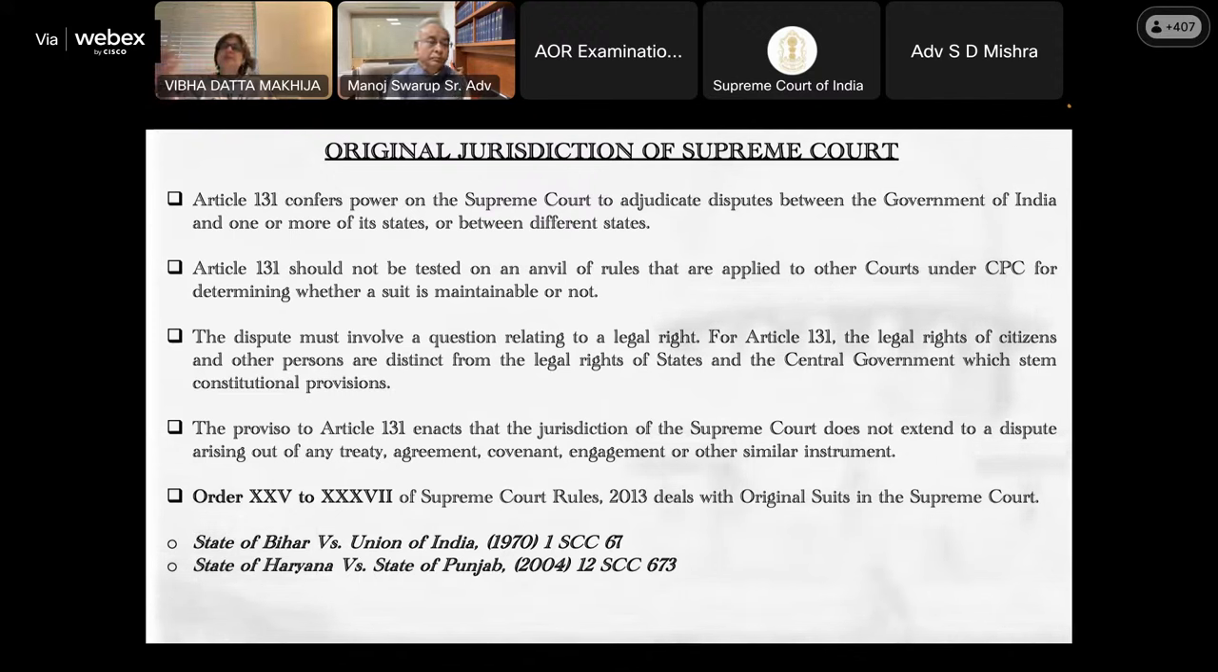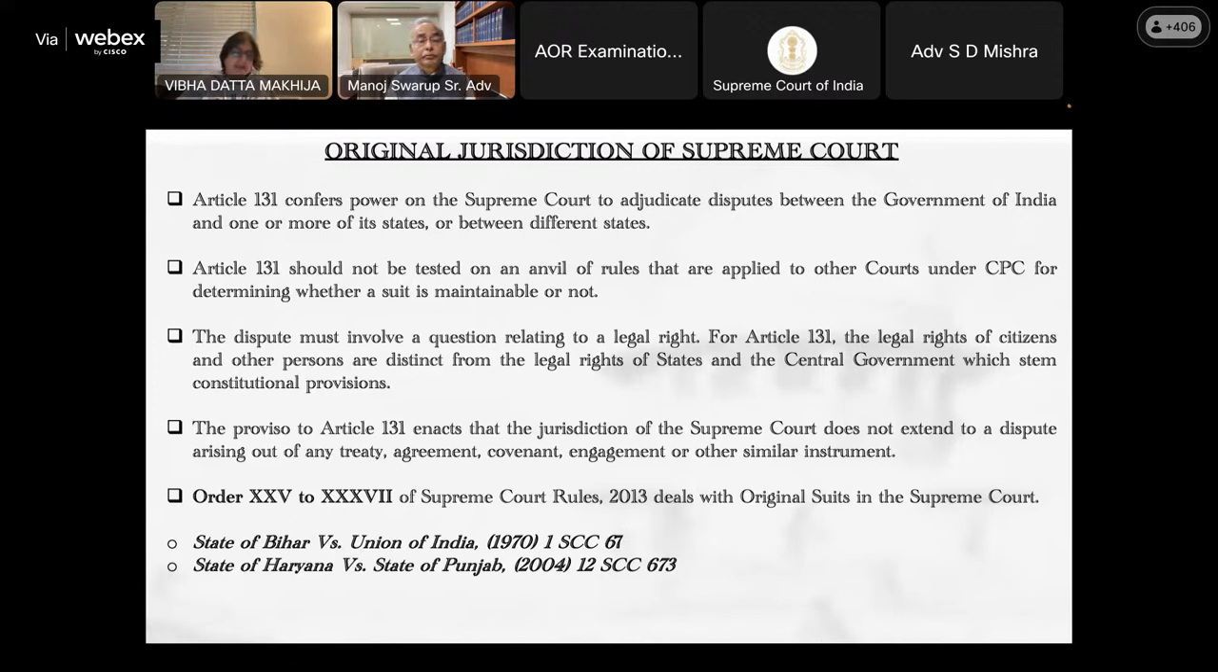The Supreme Court has the original jurisdiction to entertain suits between the government of India and one of its states, or between the states themselves. So you will examine what is the scope of Article 131 and how it is similar to original suits in civil courts, and what is the small distinction that is there between a suit in the civil courts of private litigants versus of the states.